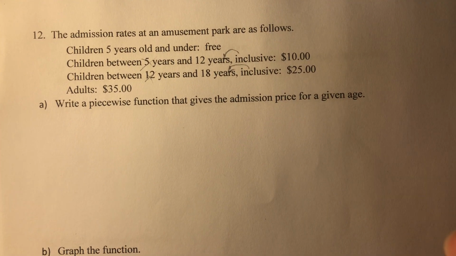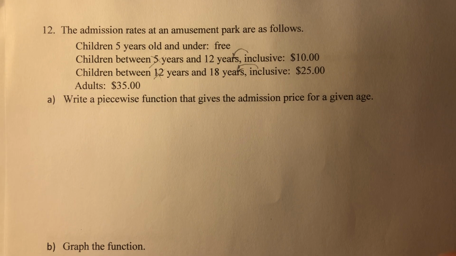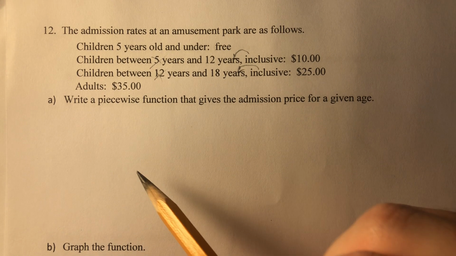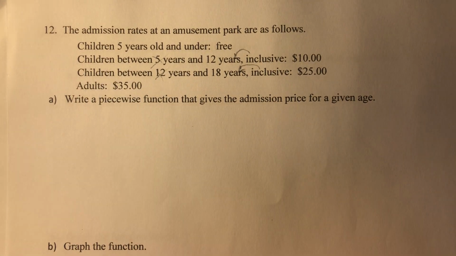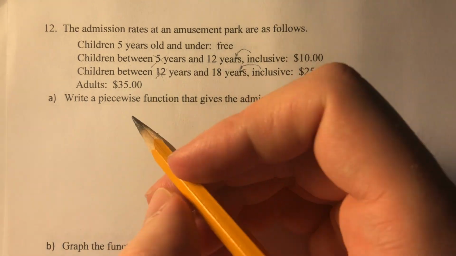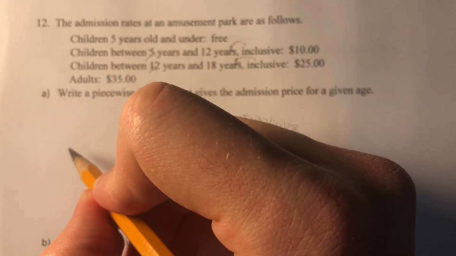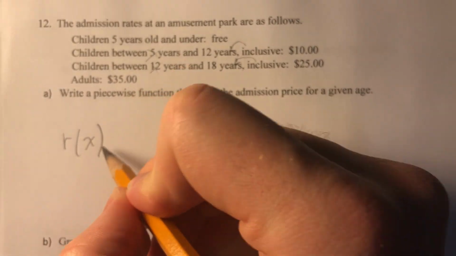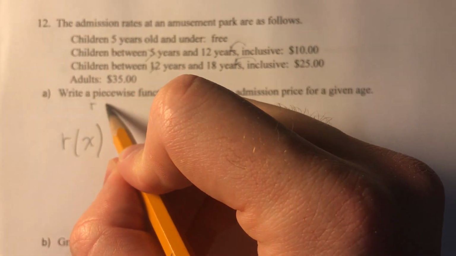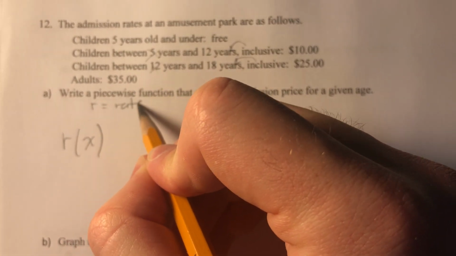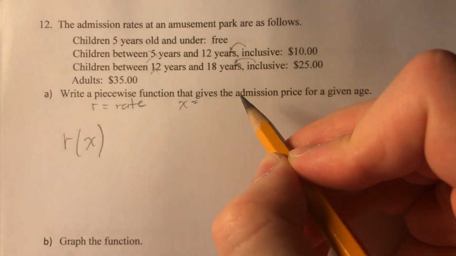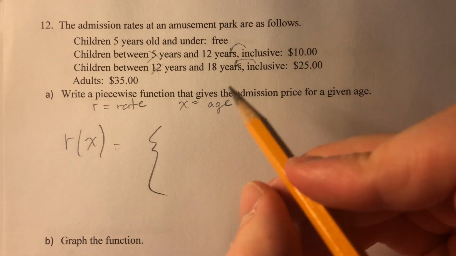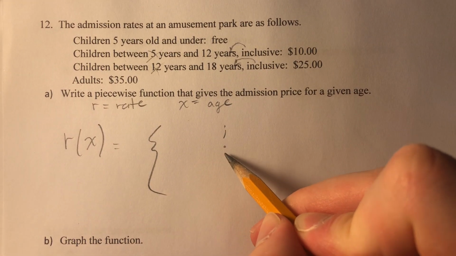Okay, write a piecewise function that gives the admission price for a given age. Okay, so we can see that I've got 1, 2, 3, 4 different prices. So that's going to be a 4-part piecewise function. All right, so we'll call this R of X, where R is the rate, and X is the age. Okay, so it's going to be 4 different parts. So I want to make my 4 semicolons.